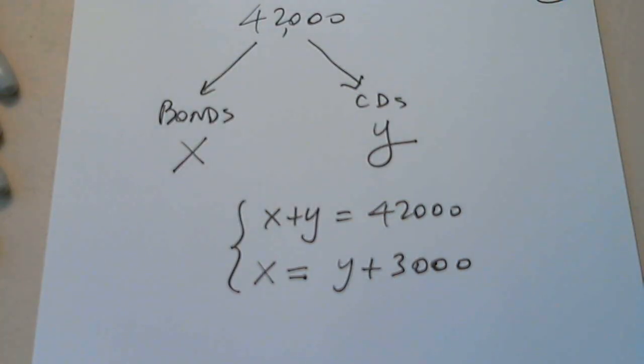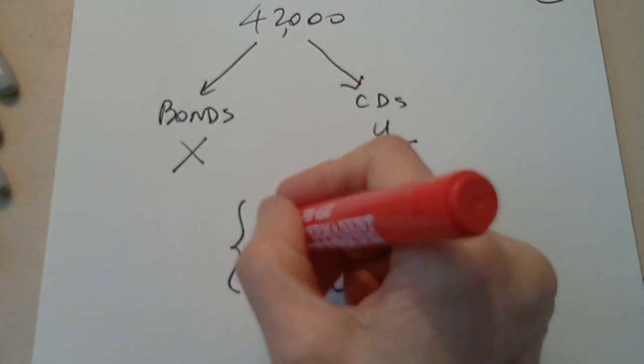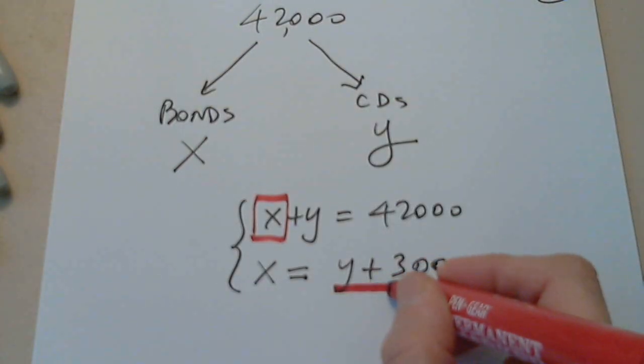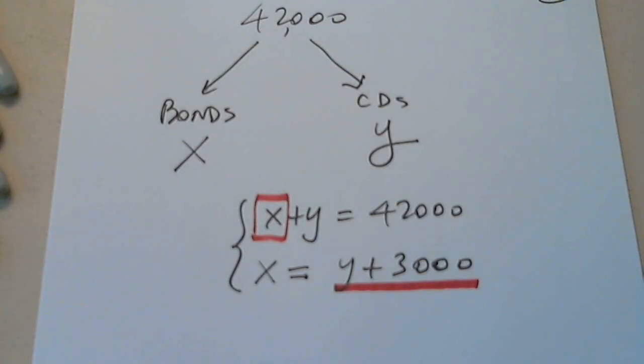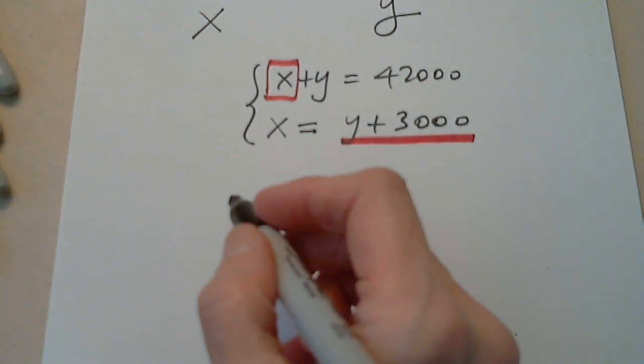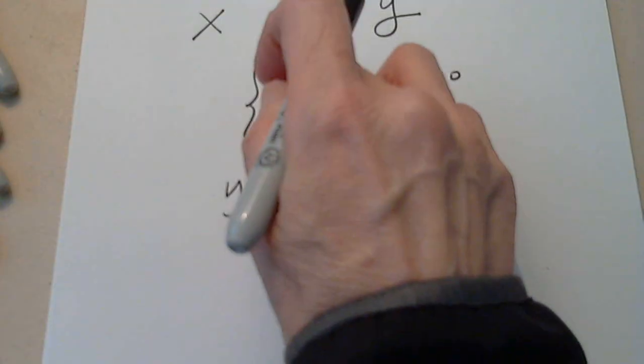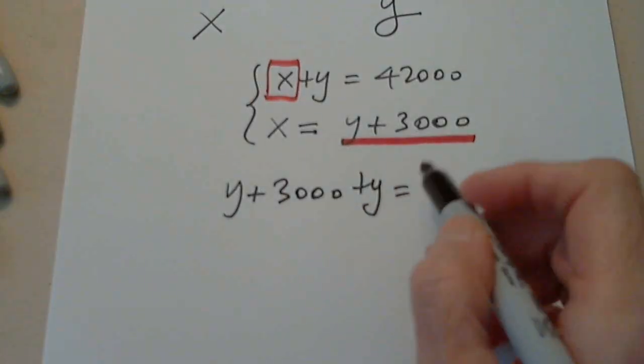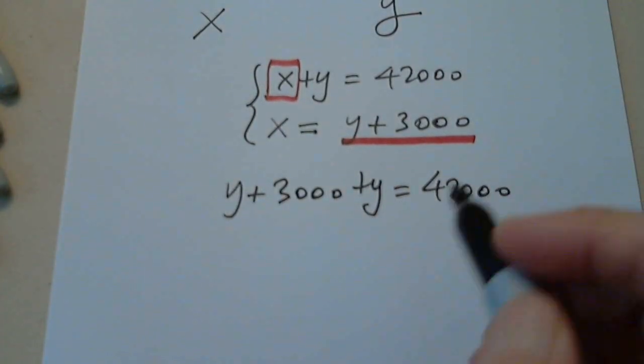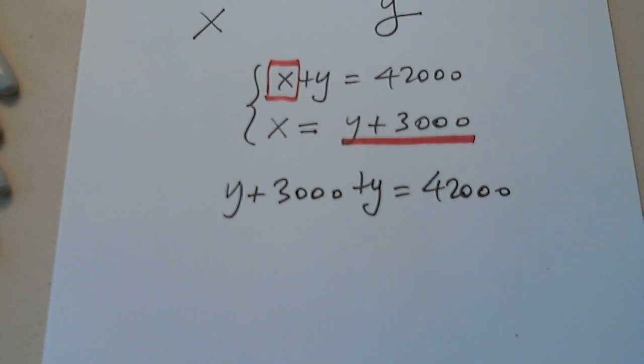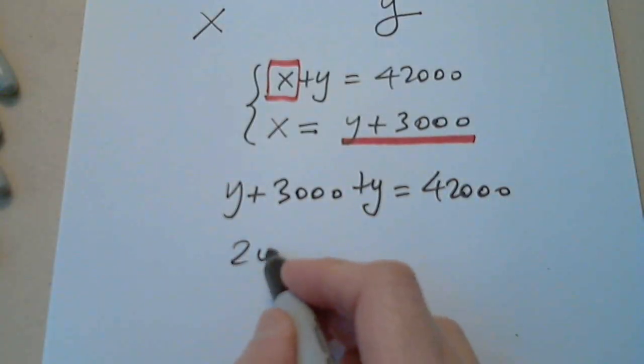Good. Here's what I'm going to do. Of course, I will replace X in the first equation by what I am told it equals. X is the same as Y plus 3,000. Awesome. Y plus 3,000 plus Y equals 42,000. First step. Do not jump steps, please. Do not skip steps. Combine the Y's. Yes, that is absolutely mandatory. Y plus another Y gives us 2Y.